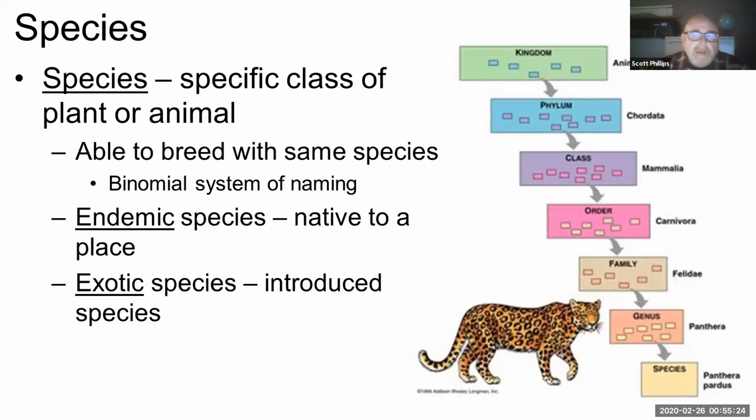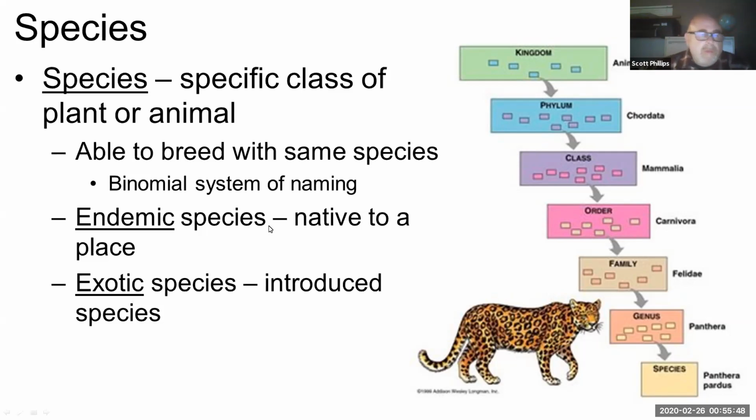And we classify things as species. A species is a specific class of plant or animal. Generally speaking, if you can breed with each other, you're the same species. So even though a lot of dogs look different from each other, the fact that they can successfully breed and have puppies, who themselves can later have puppies, means that they're the same species.